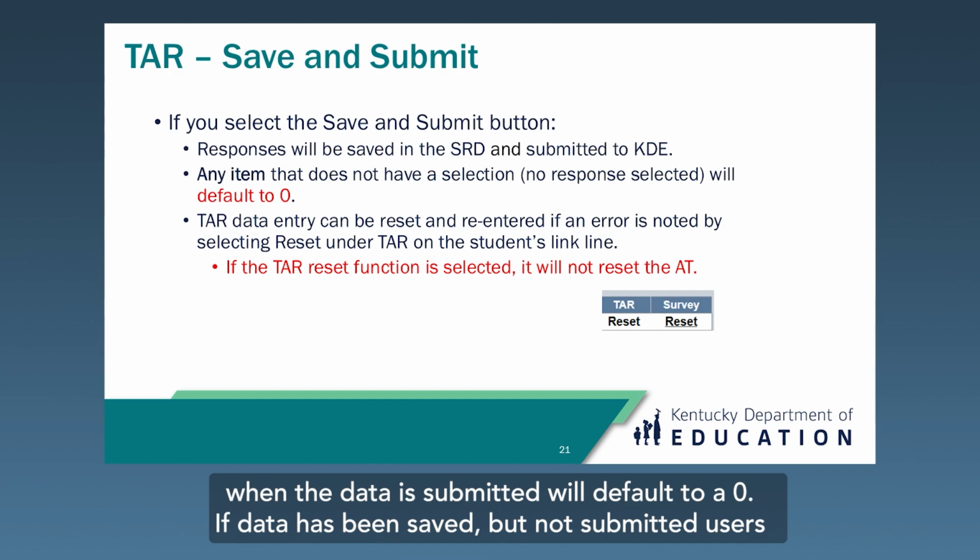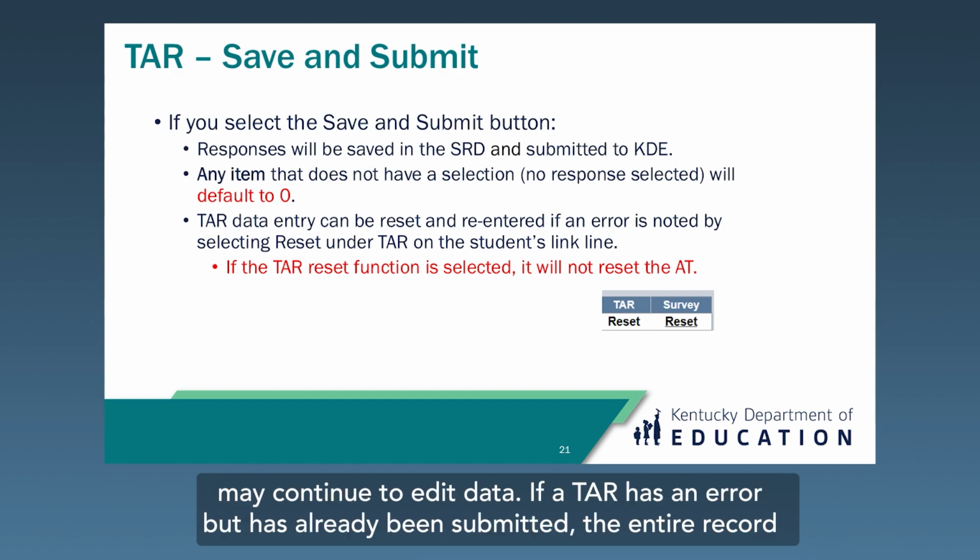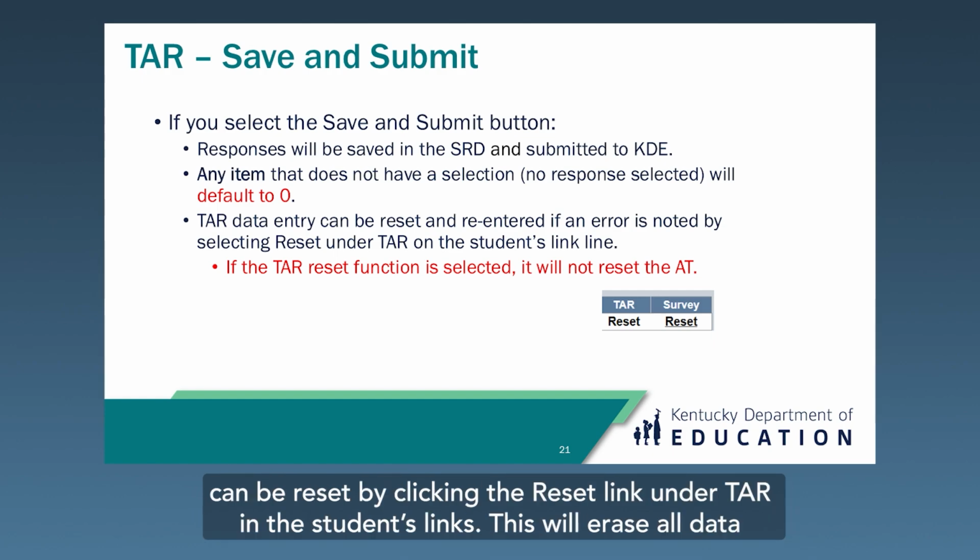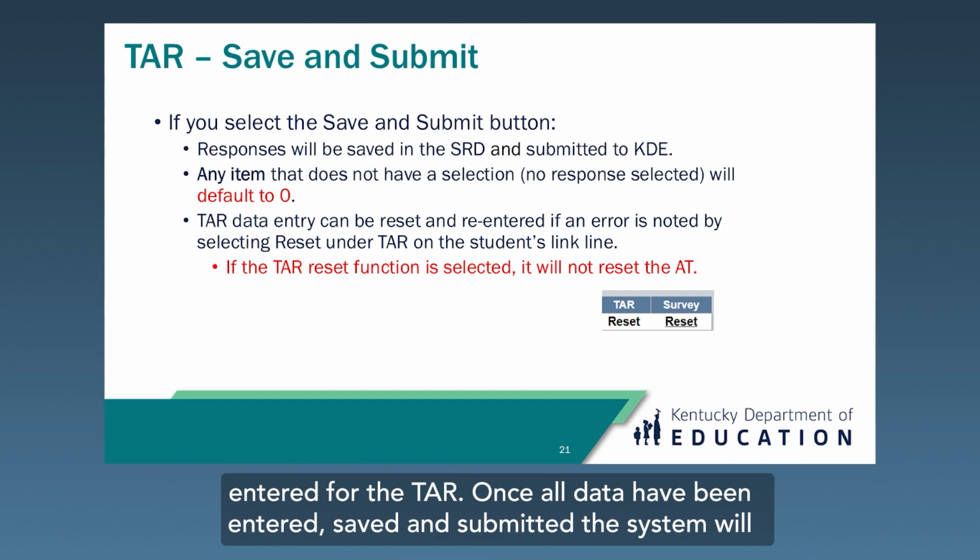If data has been saved but not submitted, users may continue to edit data. If a TAR has an error but has already been submitted, the entire record can be reset by clicking the Reset link under TAR in the student's links. This will erase all data entered for the TAR.